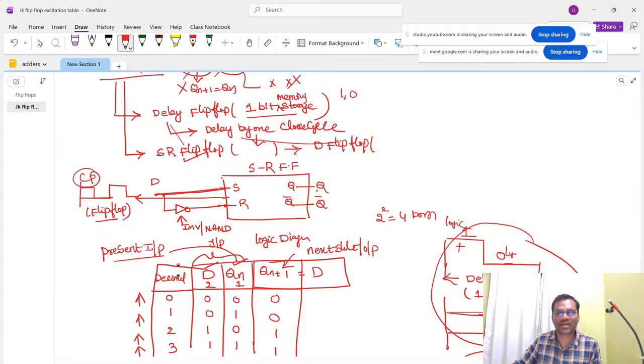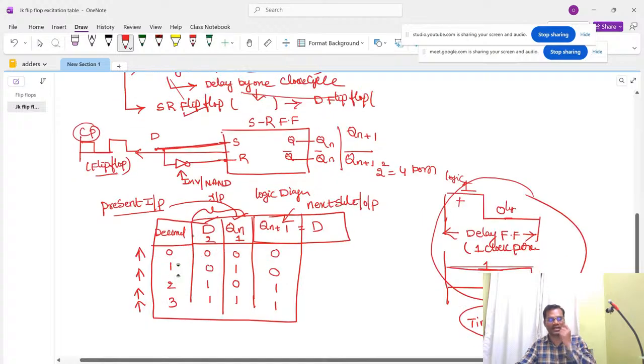Therefore, the outputs are Qn and Qn bar. These are what we call the present state, and the outputs we get are Qn plus 1 and Qn plus 1 bar. The same I have drawn.